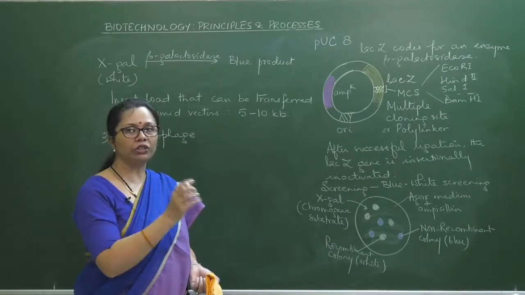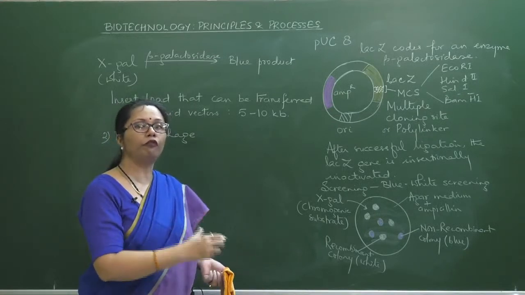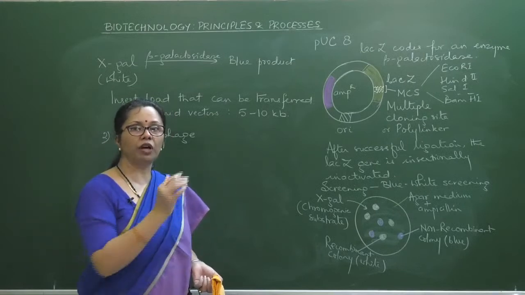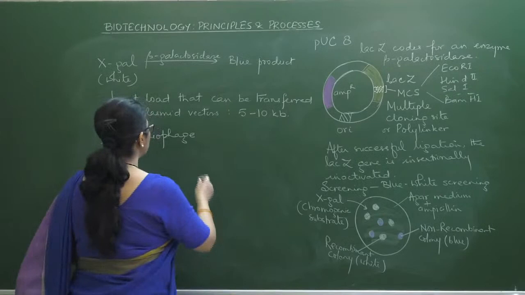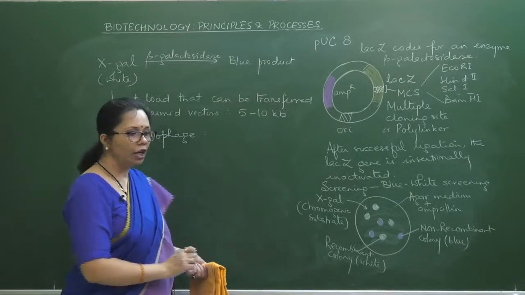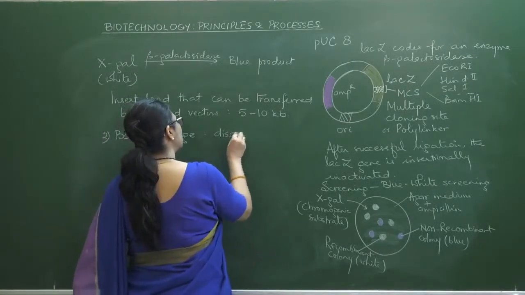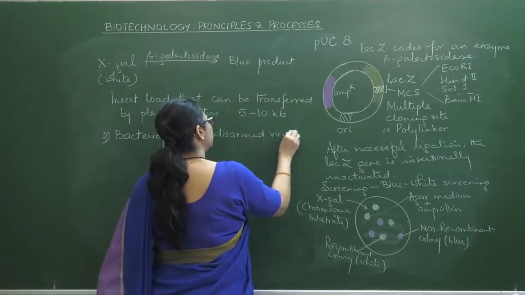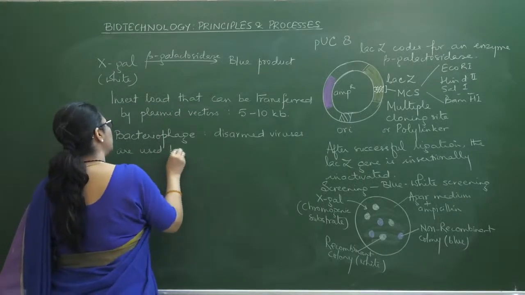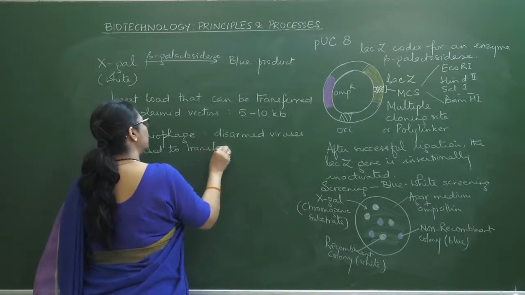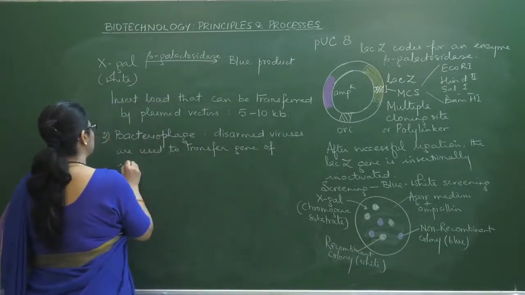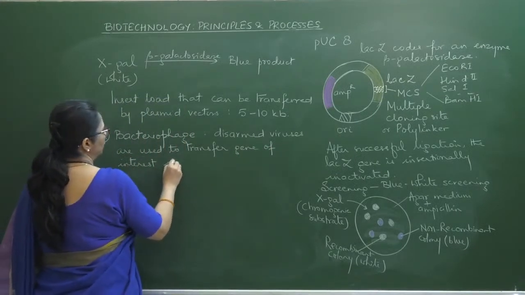That means the virulent genes, the genes which make the virus responsible for destroying the host cell, are removed, and in that place we put the gene of interest. That's why we use the term disarmed. We have removed the arms and ammunition which this virus has. So disarmed bacterial viruses are used to transfer the gene of interest in a bacterial host.